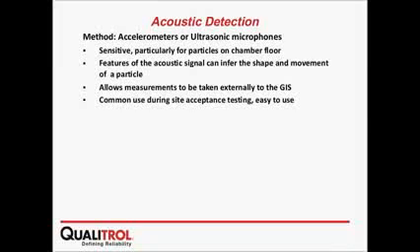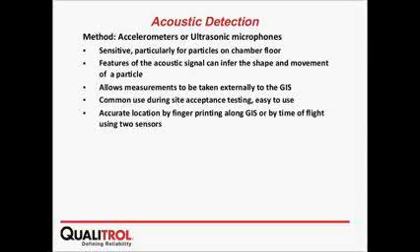Common use during site acceptance testing. You also can use acoustics in the manufacturer commissioning, but not with the benefit of capturing all kinds of failures. Accurate location by fingerprinting along the GIS or by time of flight using two sensors. So if you have two sensors in different positions, you can compare the amplitude of that signal and localize the PD with the amplitude comparison.